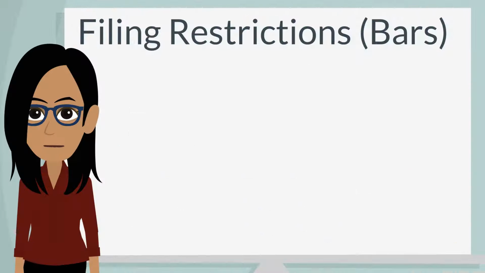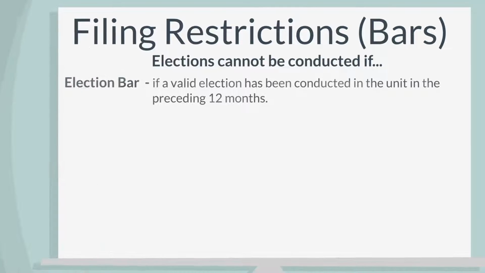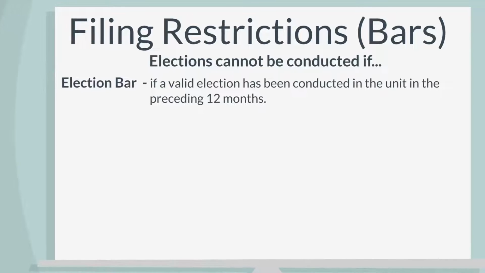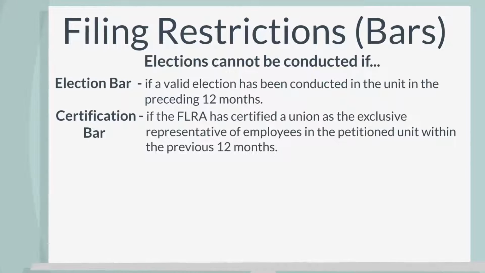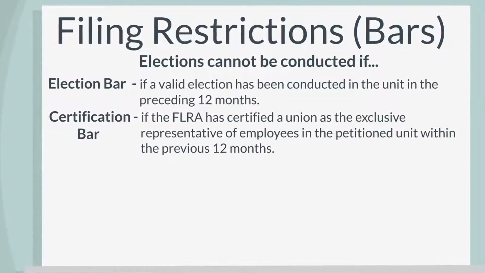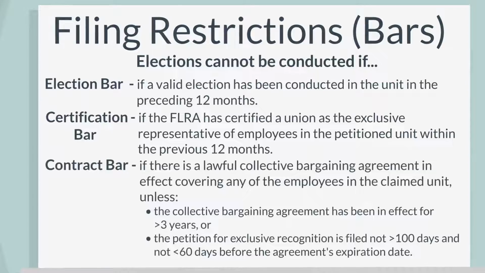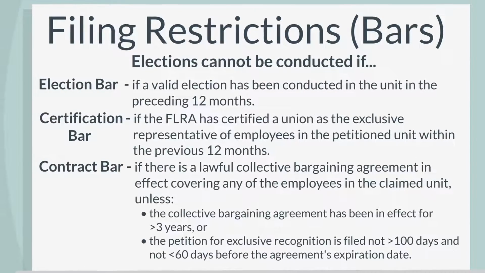One final note: there are some restrictions to be aware of when filing an election petition. The election bar prevents more than one valid union election per year. The certification bar prevents an election within a year of the FLRA certifying a union. And the contract bar prevents an election under certain circumstances where a lawful contract is in effect. If you think one or more of these apply, please call the regional office to discuss.